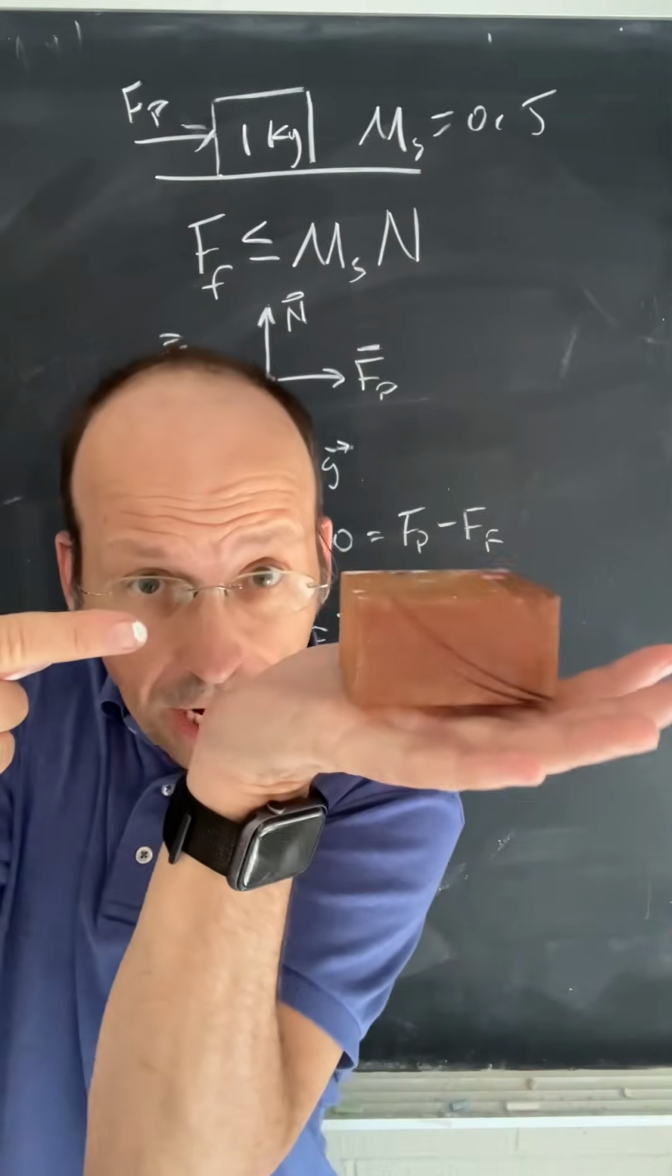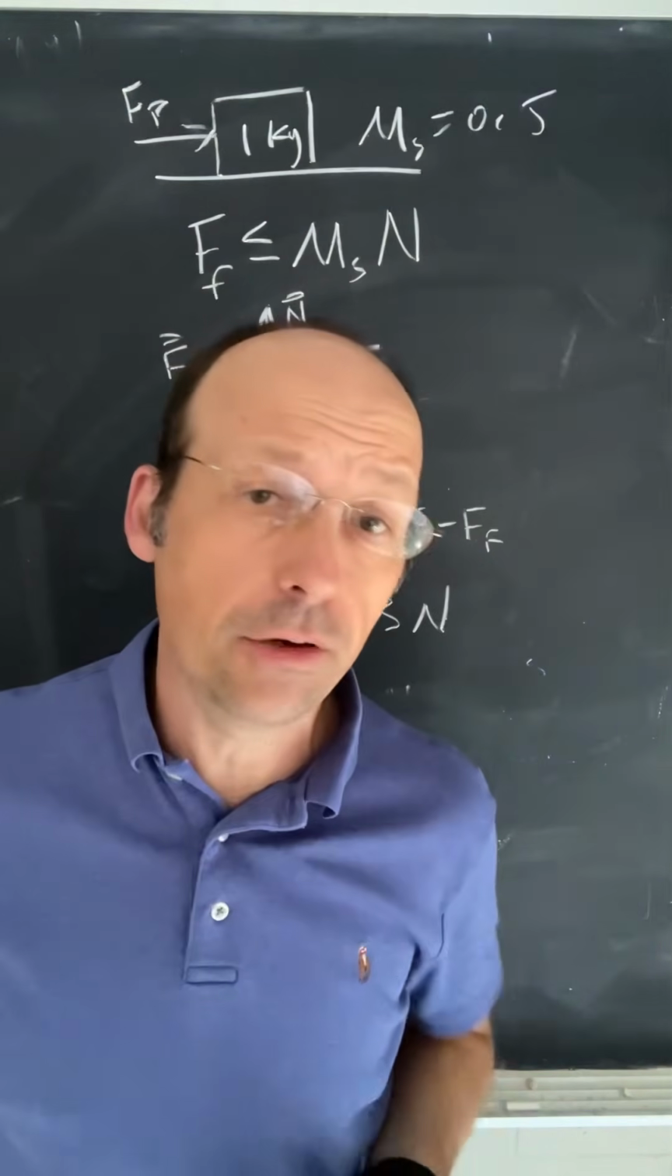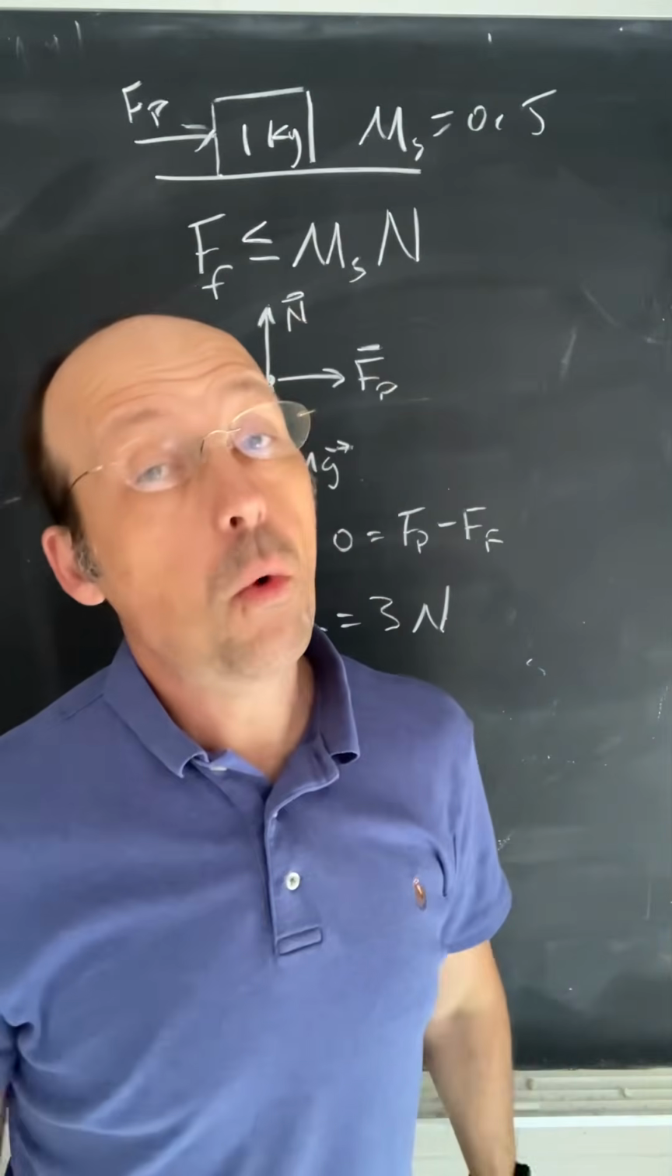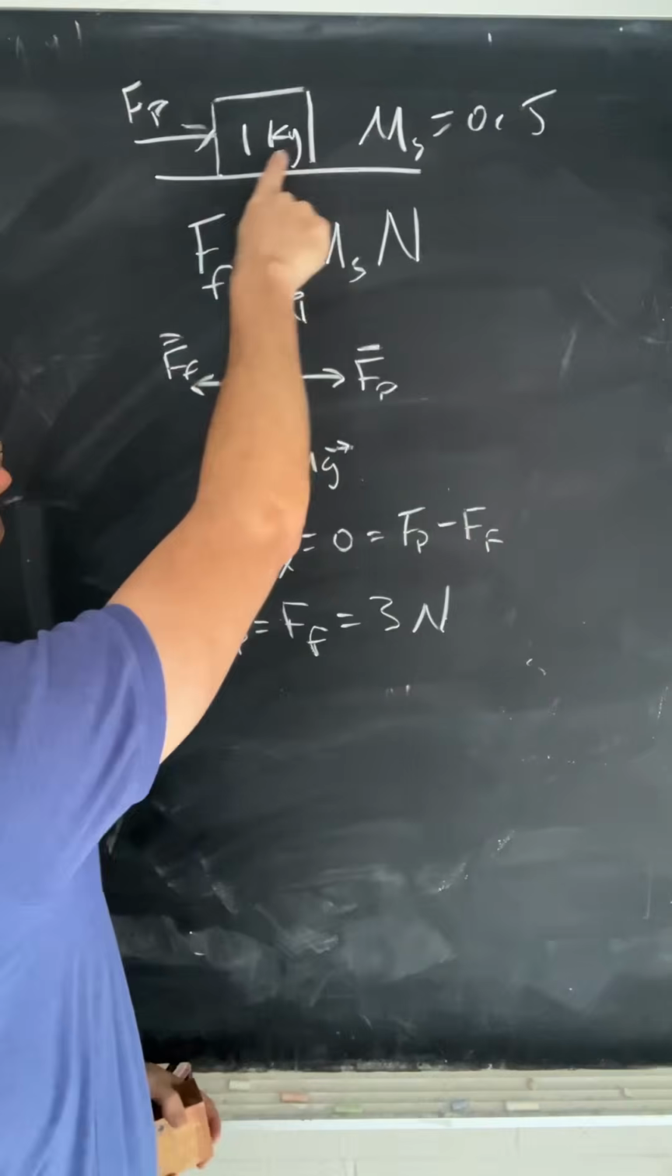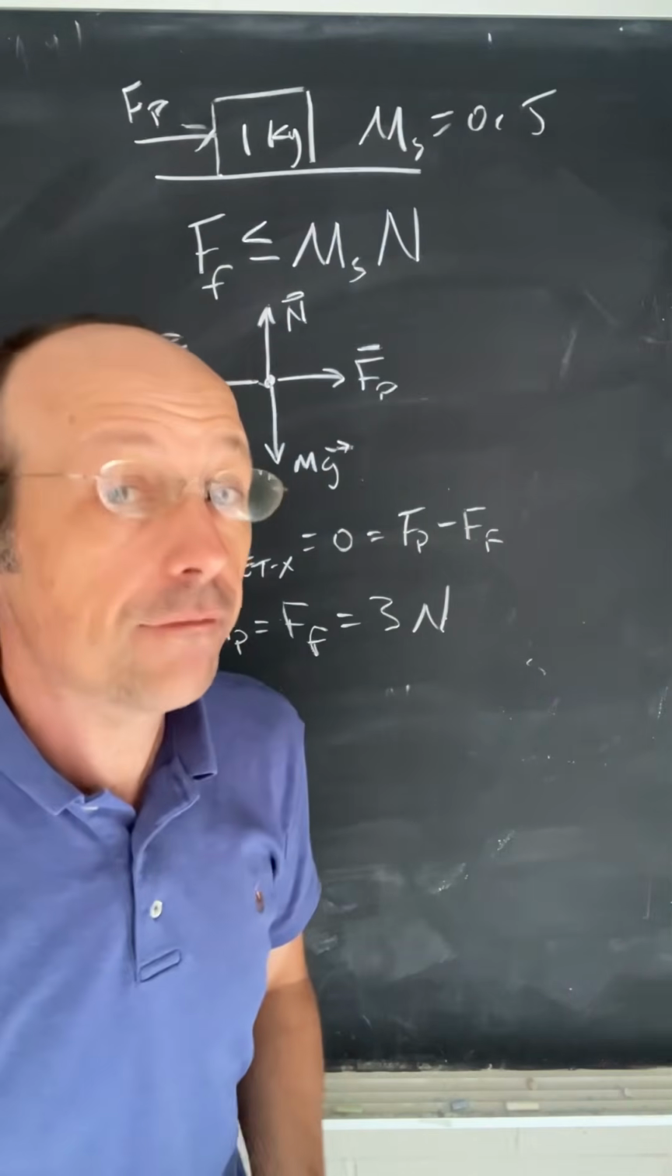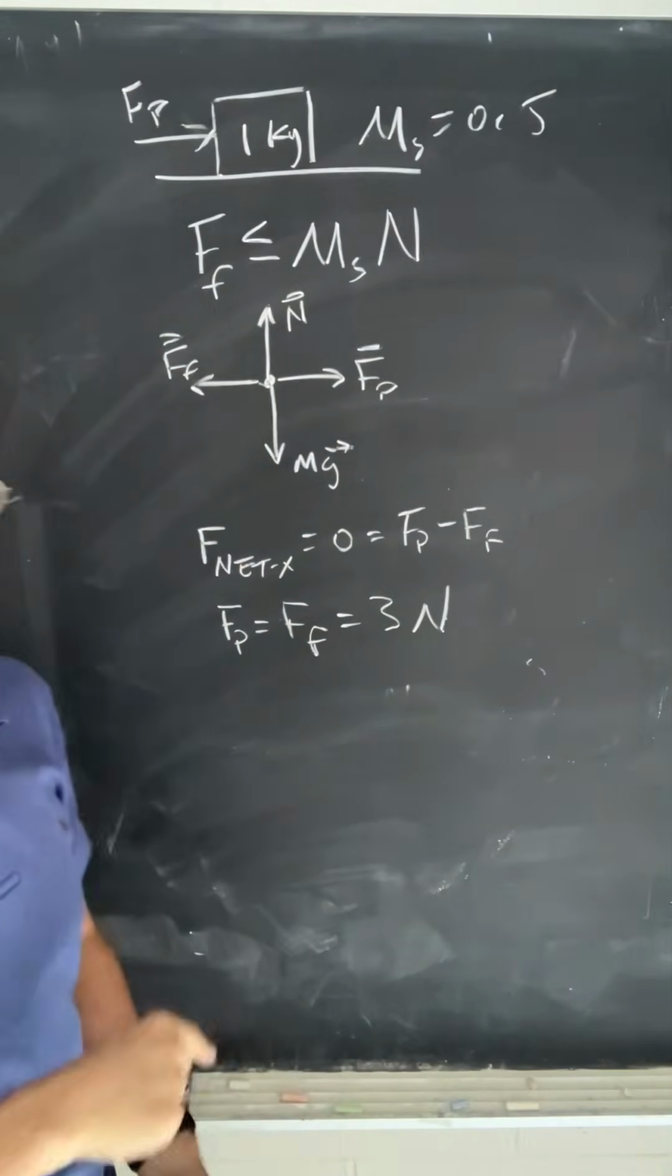The question was, if I have this block and I push with the force of 3 newtons to the side and it doesn't move, what is the magnitude of the frictional force? So here's my block, 1 kilogram. The coefficient of friction is 0.5, and I push with 3 newtons that way.